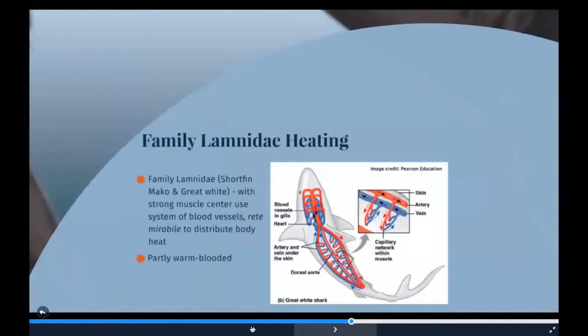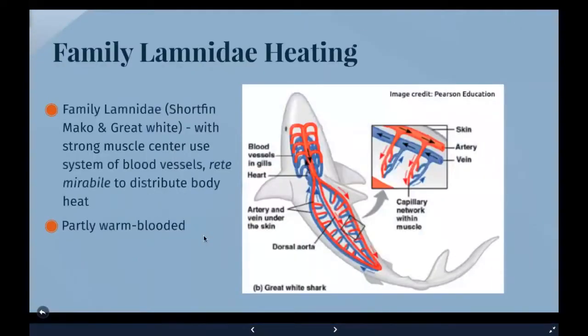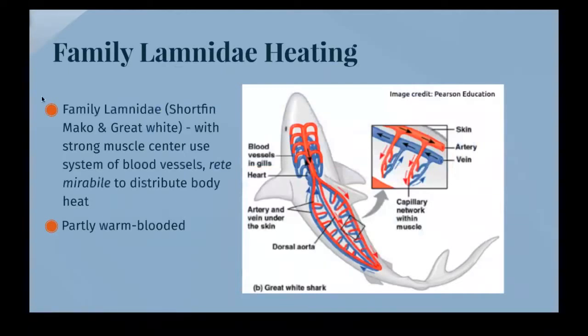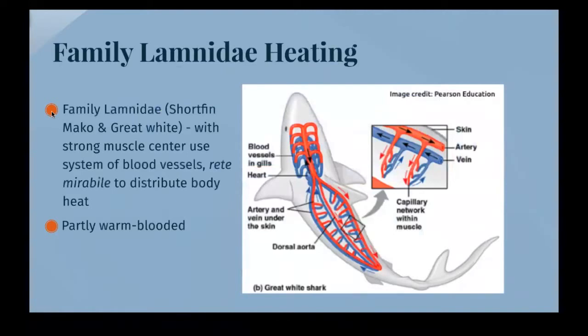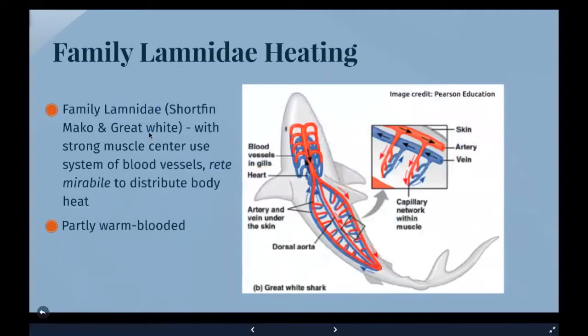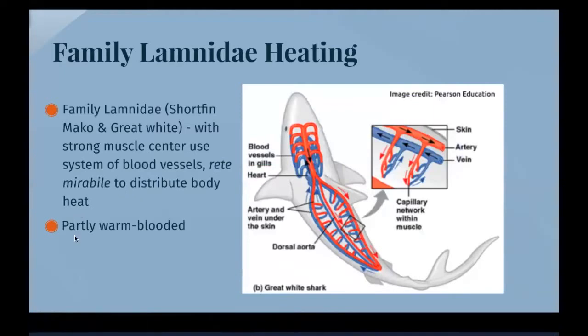And the reason they have this is it allows them to have short bursts of incredible energy. So that's an important function of that central bundle of muscles producing immense heat. Family Lamnidae, short-fin mako and great white sharks, for example. So they have a strong muscle center, which uses a system of blood vessels called the rete mirabile to distribute their body heat. This makes them partly warm-blooded.